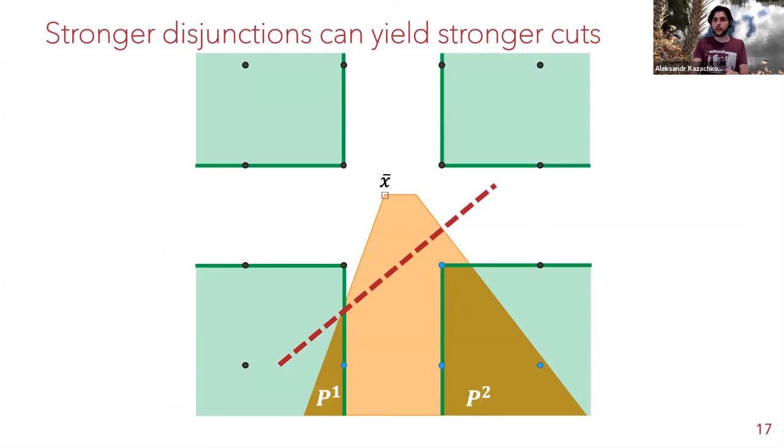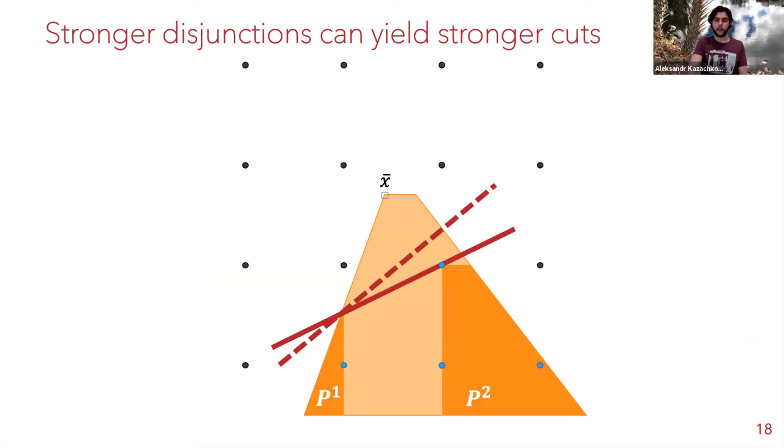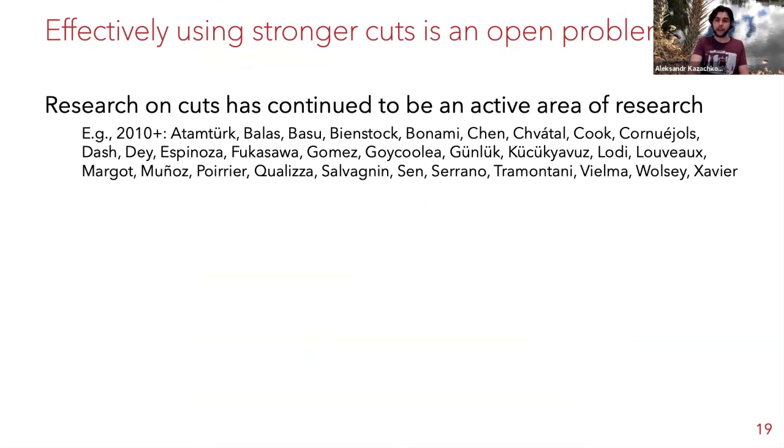And instead of using something like the previous disjunction, X1 less than or equal to 0 or X1 greater than or equal to 1, that's a so-called simple split disjunction. You can use a stronger disjunction. For example, here you might say X2 is also integer, and you can say X1 less than or equal to 0, X2 less than or equal to 0, and so on into 4 terms. And that leads to a stronger disjunction, which can lead to stronger cuts. In fact, such stronger cuts from various types of disjunctions and other techniques have been studied quite actively.